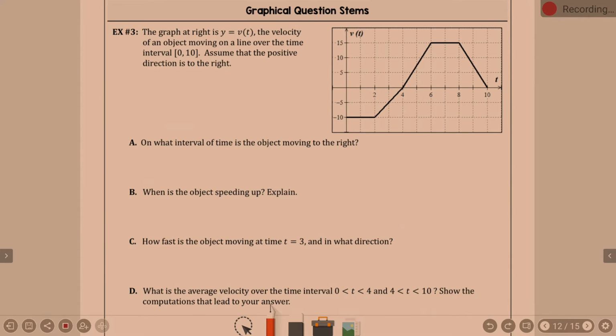We have a graph now. Always take a minute and observe. What is this a graph of? Velocity. So velocity over a course of time. So the graph at right is y equals v of t, the velocity of an object moving on a line over the time interval 0 to 10. Assume that the positive direction is to the right. On what interval of time is the object moving to the right?